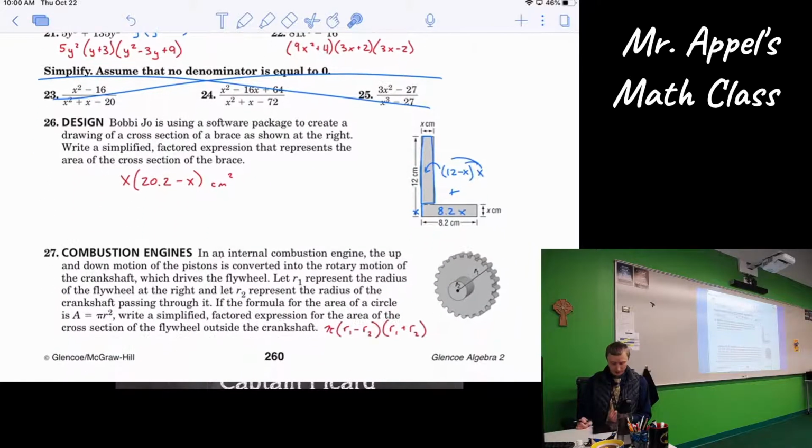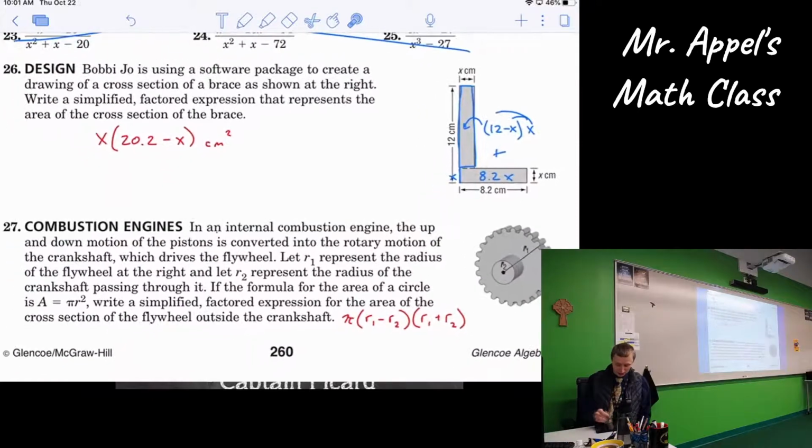The next one, 27. I hope you remember your circles from geometry. In an internal combustion engine, the up and down motion of the pistons is converted into the rotary motion of the crankshaft, which drives the flywheel. Okay, a lot of extra information, doesn't really give us much here.